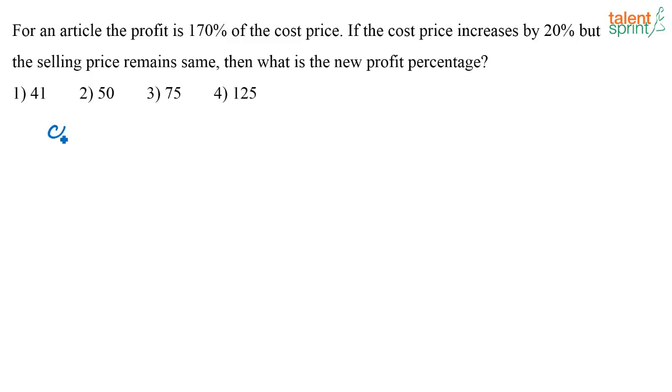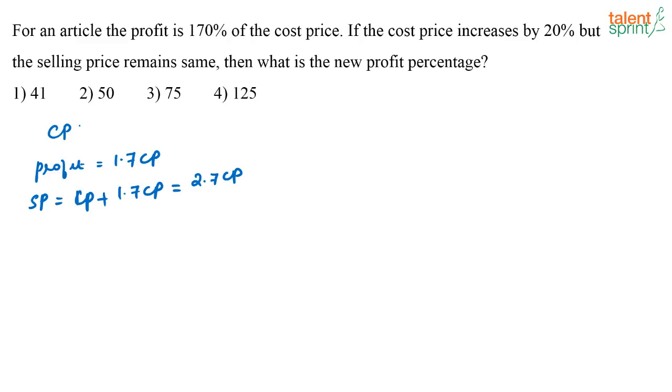If the cost price, if I take it as CP, yes, what is the profit? The profit they are saying is 1.7 times the cost price. Or what is the selling price actually? The selling price is equal to the cost price plus this profit. Yes, or 2.7 times the cost price is the selling price actually.